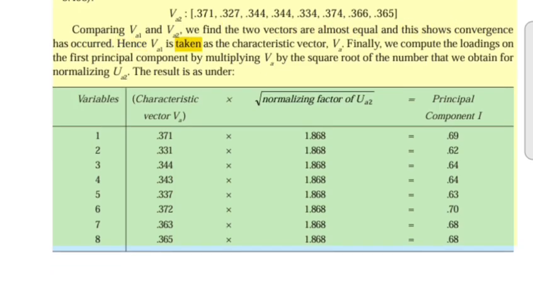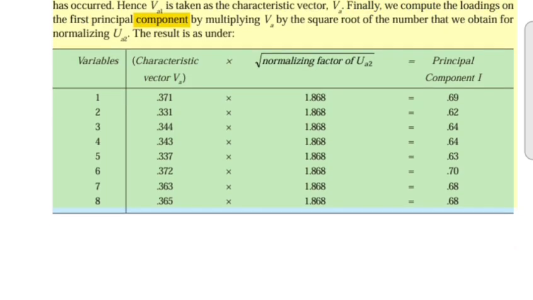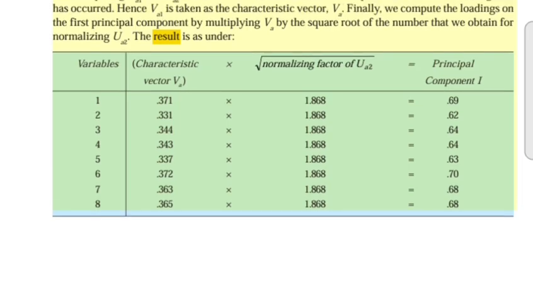Hence VA1 is taken as the characteristic vector, VA. Finally, we compute the loadings on the first principal component by multiplying VA by the square root of the number that we obtain for normalizing UA2. The result is as under.